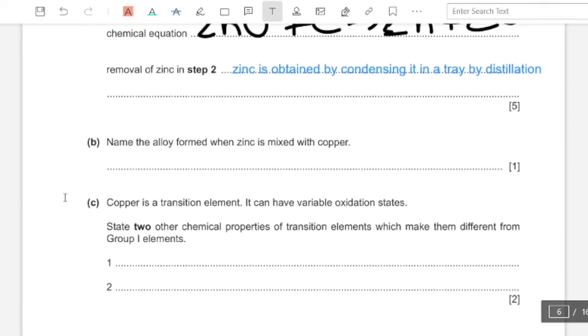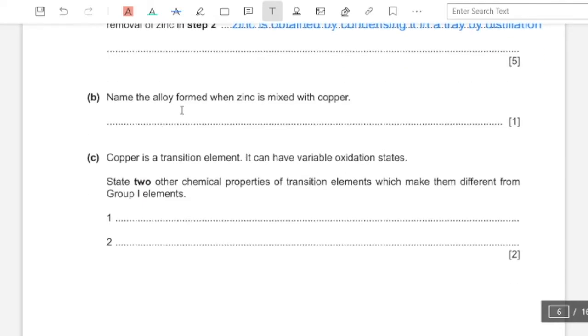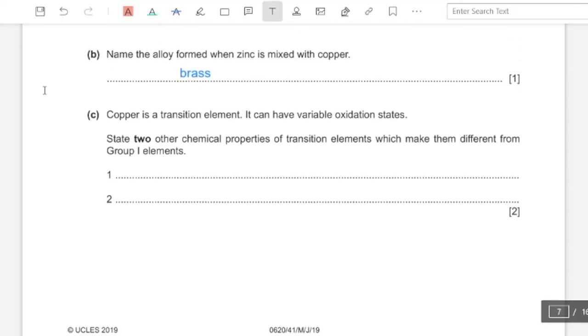Alright. B. Name the alloy formed when zinc is mixed with copper, which is brass. C. Copper is a transition element. It can have variable oxidation states. State 2 other chemical properties of transition elements which make them different from group 1 elements. Okay, so they form colorful compounds. And they also act as catalysts.